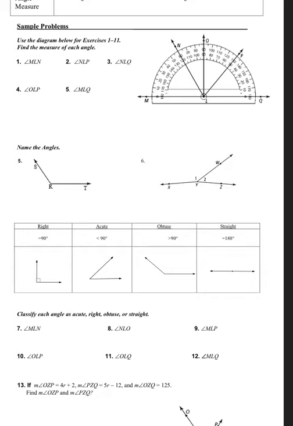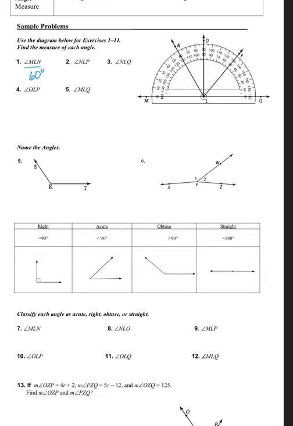So we just talked about how to name an angle. So if I want to look at number 1, which is angle MLN, we're going to start at M, go toward L, and go up to N. All right, so it's MLN, and we want to know how big that angle is. From M all the way to N, that's going to be 60 degrees, because that's right there, the 60. So this angle is 60 degrees.